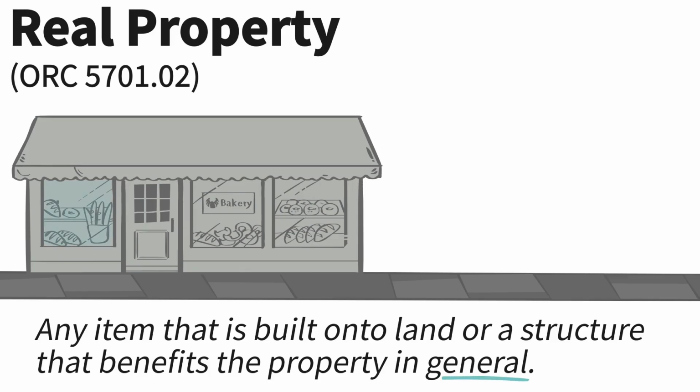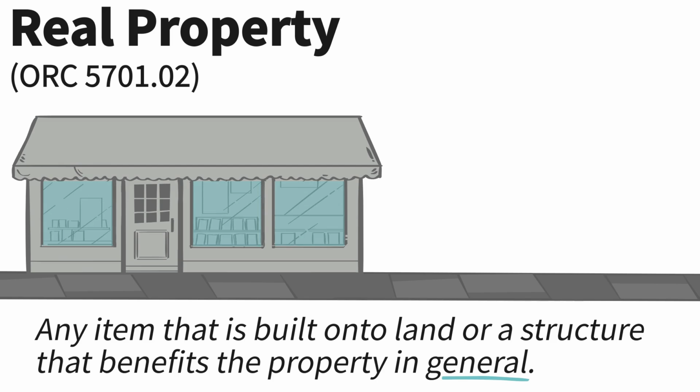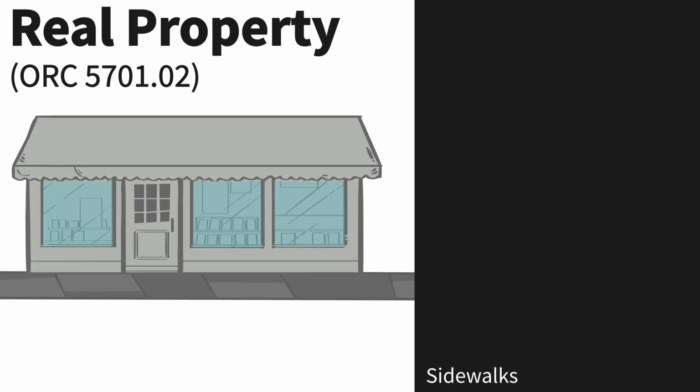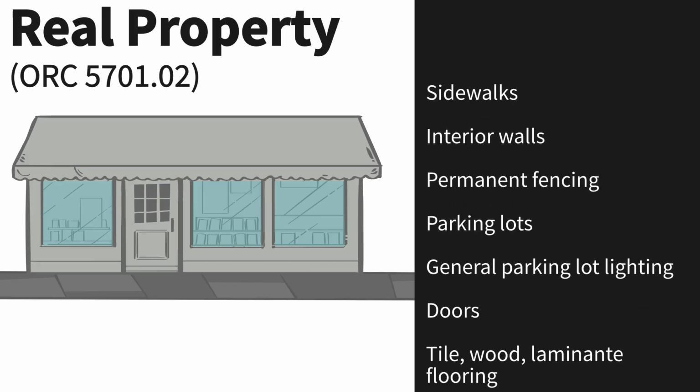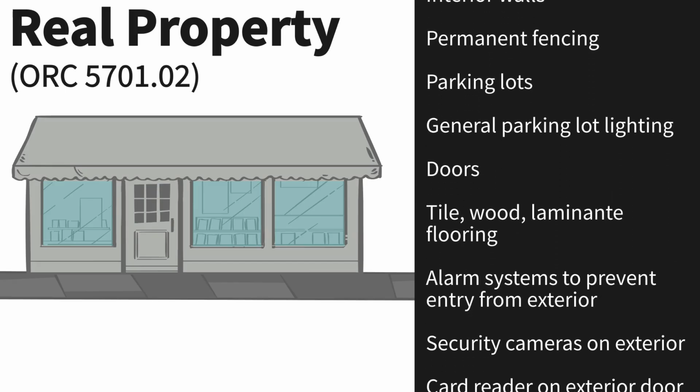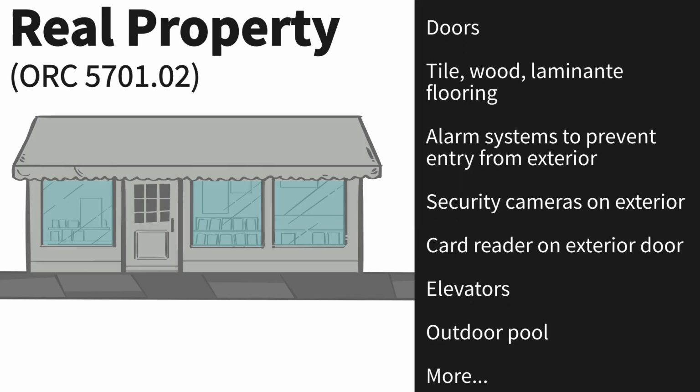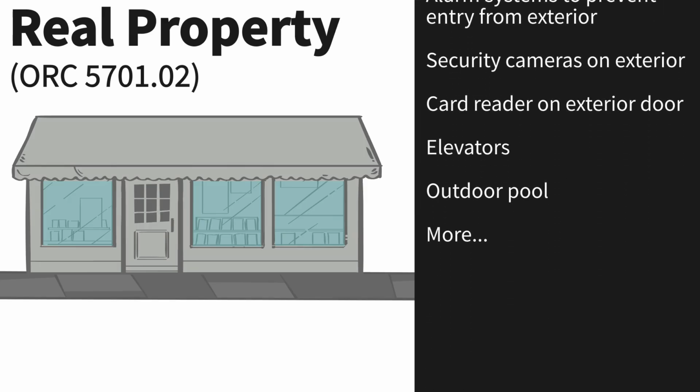A general improvement, like windows, means that any future business, individual, or organization could use the improvement. For example, if this bookstore moves in a few years down the road, it would still benefit from the new windows that Bianca had installed. Other examples of real property would include sidewalks, interior walls, permanent fencing, parking lots, general parking lot lighting, doors, tile, wood, and laminate flooring, plus much more.